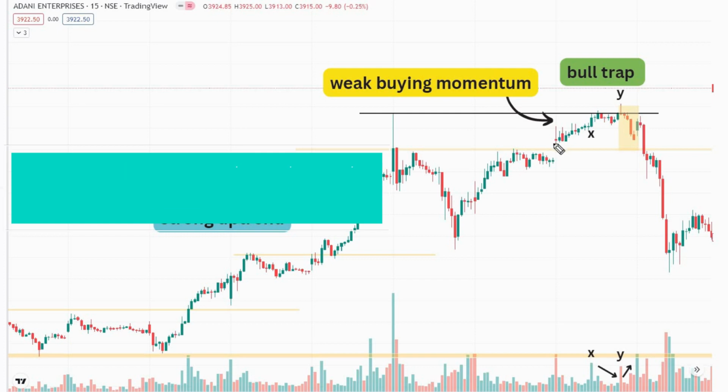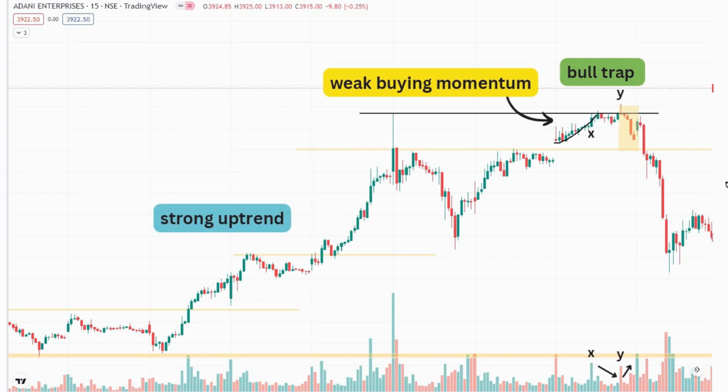Buyers from here to here, how many candles did they take? 1, 2, 3, 4, 5, 6, 7, 8, 9. And sellers took only 1, 2, 3, 4. So this is indicating that sellers are very much dominant. Buyers are not that strong. That's why prices are going up, but going up very, very slowly.